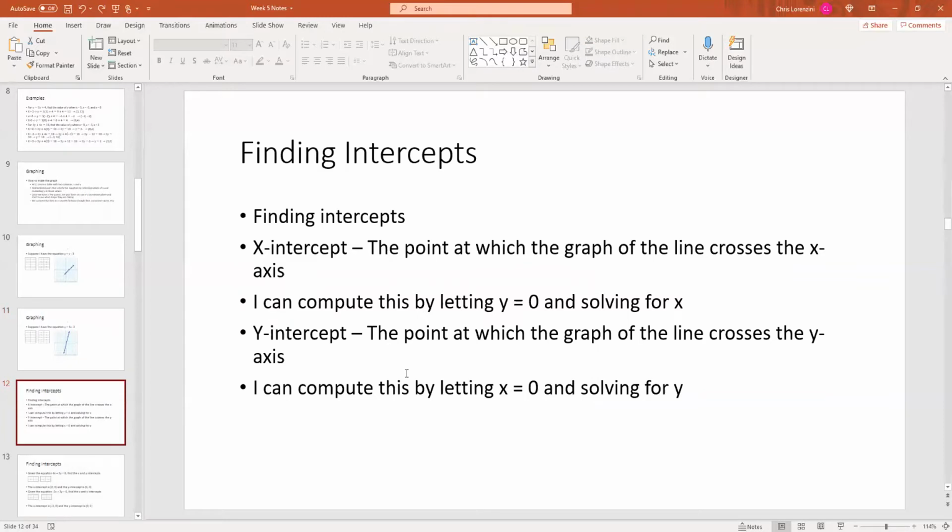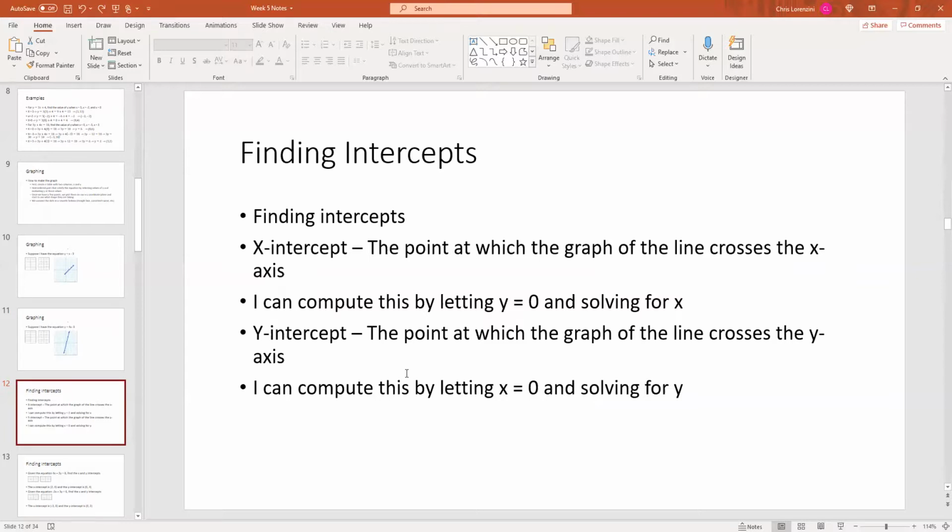So let's talk a little bit about intercepts. When we're trying to find intercepts, we're basically trying to find the point at which the graph of our line crosses over the x-axis and the y-axis. So the x-intercept is the point at which the graph of the line crosses the x-axis, and the y-intercept is the point at which the graph of the line crosses the y-axis.